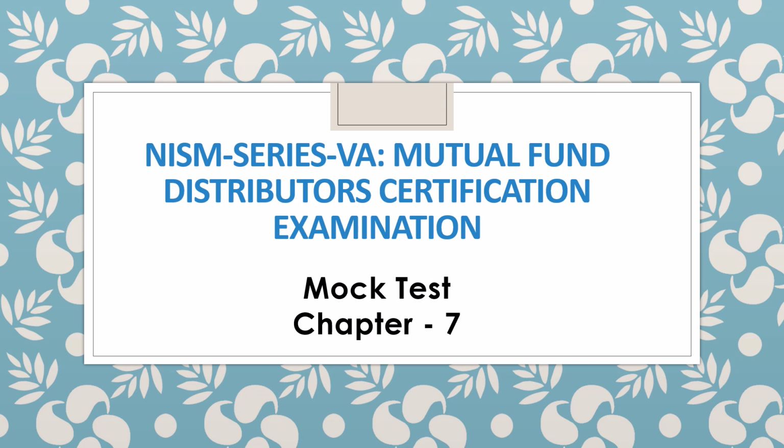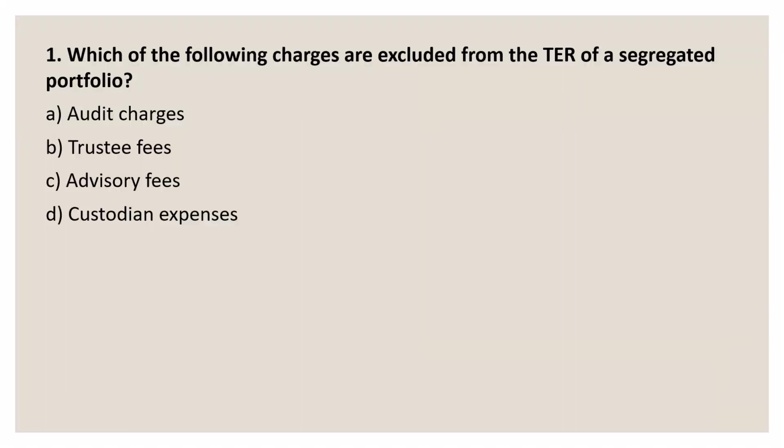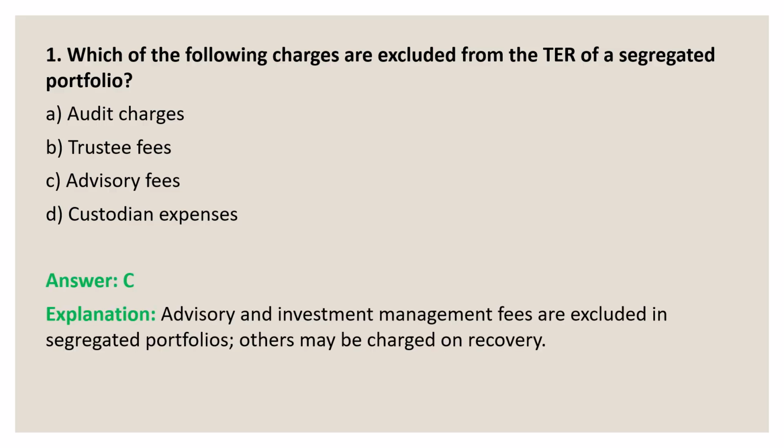Hi friends, in this video we are going to discuss the mock test of Chapter 7, NISM Series 5A Mutual Fund Distributors Exam. First question: which of the following charges are excluded from the TER of a segregated portfolio? Option A, audit charges; option B, trustee fees; option C, advisory fees; and option D, custodian expenses. Correct answer is option C, advisory fees.